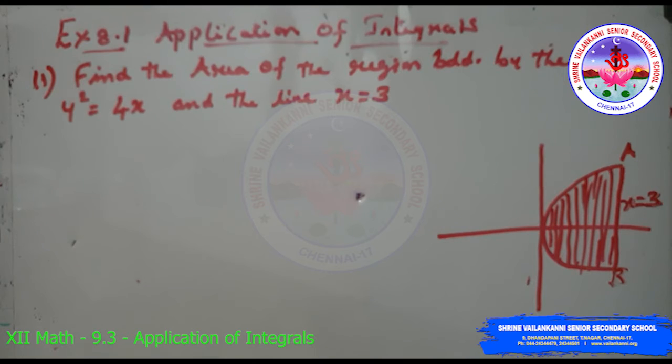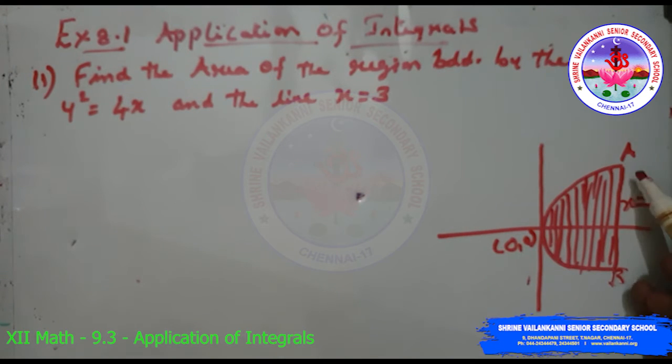11th one, find the area of the region bounded by the curve y square equal to 4x and the line x equal to 3. Here the curve y square equal to 4x is the equation of the parabola which is open rightwards. So I have drawn a rightwards parabola which is symmetrical about x-axis and its vertex is 0, 0.